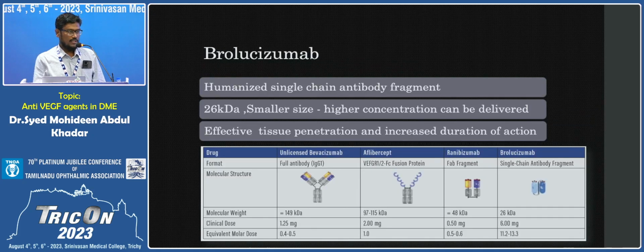And now the recent kid on the block is brolucizumab, which is a humanized single chain antibody fragment, which is smaller in size, having a 26 kilodalton molecular weight. So a higher concentration of drug can be delivered in a single dose, and effective tissue penetration and increased duration of action have been reported with this drug.